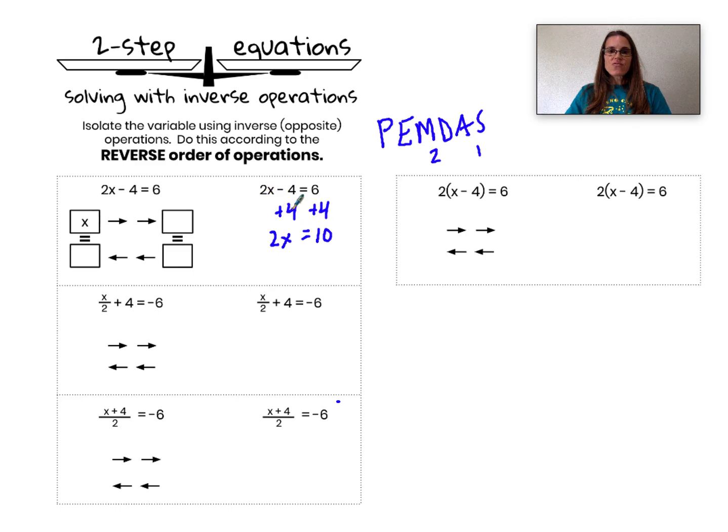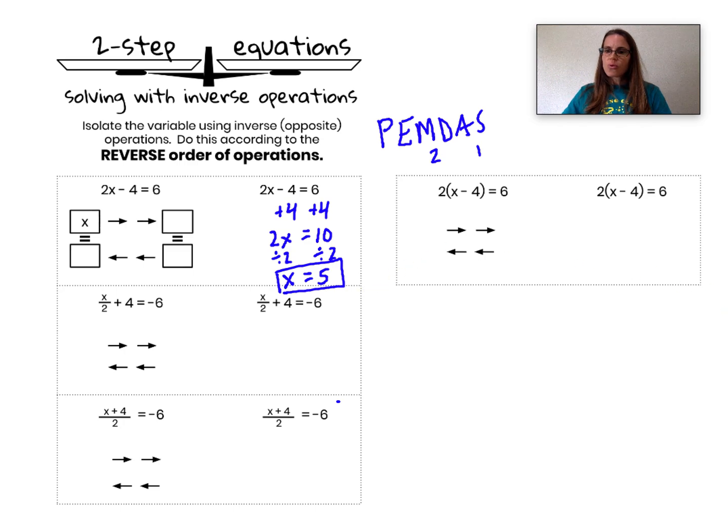Again, I chose to add 4 to undo minus 4 so that I'm left with just 2x on the left-hand side. Now I only have one operation to undo. X times 2 has an inverse operation of dividing by 2. So I undo times 2 by dividing by 2. My second inverse operation involves division. 2x divided by 2 is just x, and 10 divided by 2 is 5. X equals 5 is my solution to this first equation.